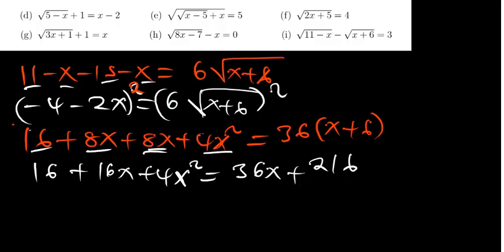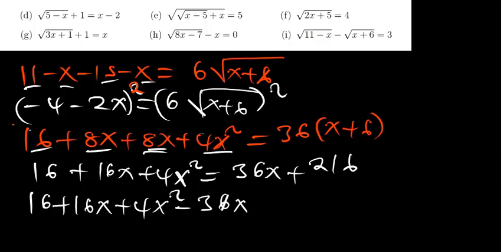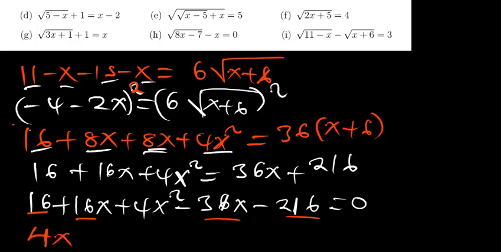Yes. Now I have to shift everything to the left hand side so that I remain with 0, because this is a quadratic equation. So 16 plus 16x plus 4x squared minus 36x minus 216 has to be equal to 0. I can clearly see that this guy and this guy can add, and this guy and this guy can add. There we go. I can start writing, I'll say 4x squared. I've started with this.